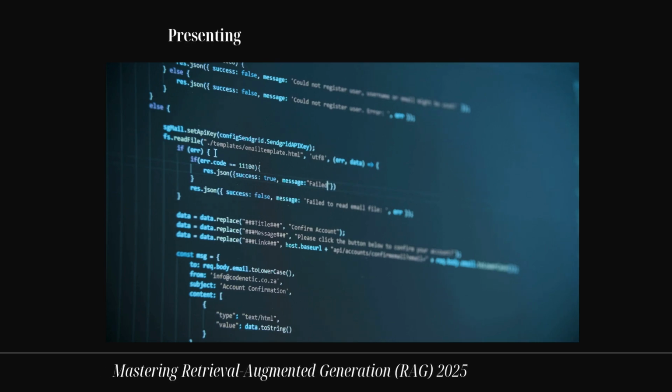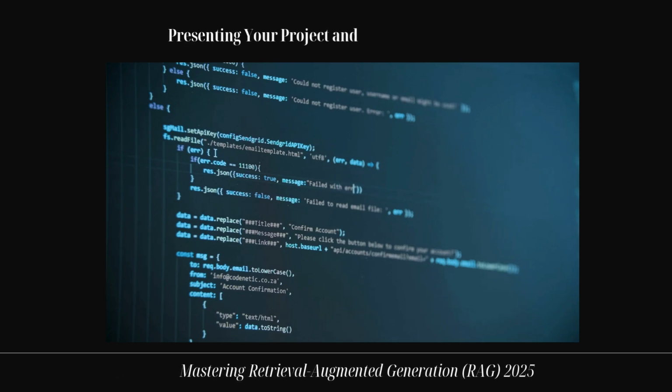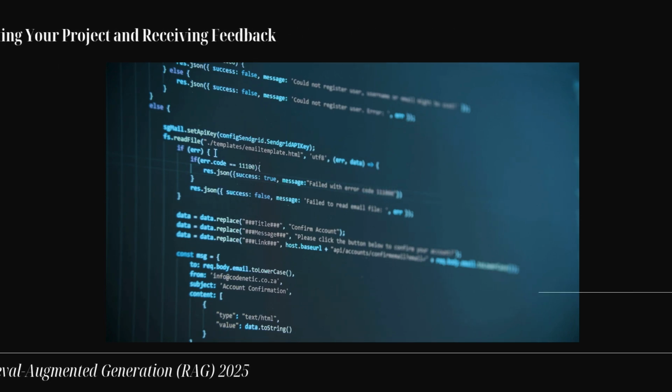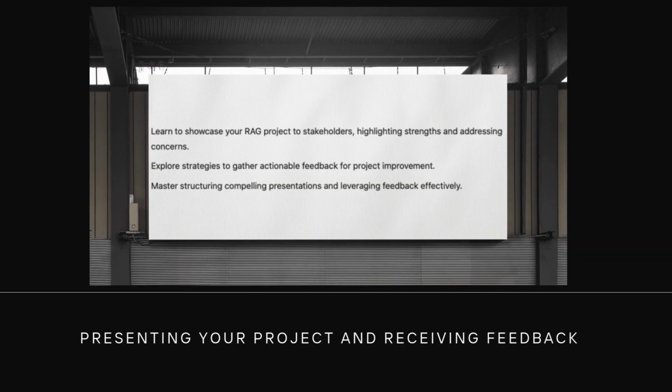Welcome to this session on presenting your RAG project and effectively gathering feedback. In this module, we'll discuss how to showcase your project to stakeholders, peers, or domain experts, ensuring you highlight its key strengths while addressing potential concerns. We'll also explore strategies to gather actionable feedback that can enhance your project's effectiveness. By the end of this session, you'll know how to structure a compelling presentation and leverage feedback for continuous improvement.